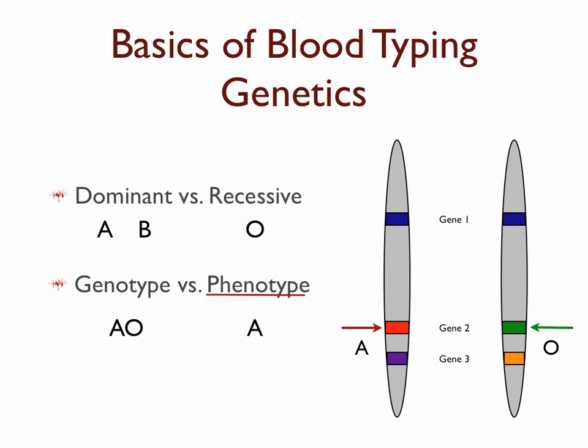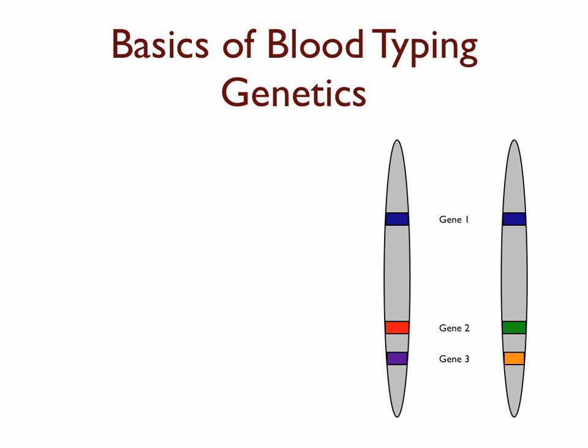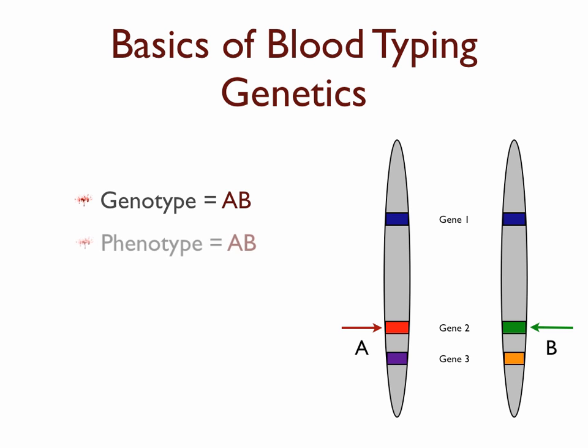Let's do another example. What if your mom gave you the A allele and your dad gave you the B allele for blood type? Your genotype, the combination of genes, would be AB, and the phenotype, the blood type that results, is type AB. Remember that both the A and B alleles are dominant, so in this case they're both expressed. When two dominant alleles are simultaneously expressed, we say that the two alleles are codominant.